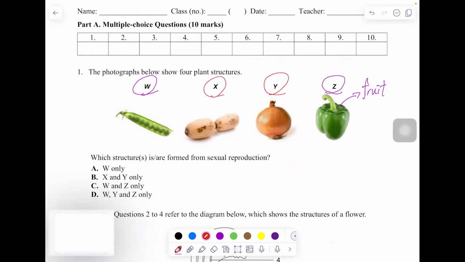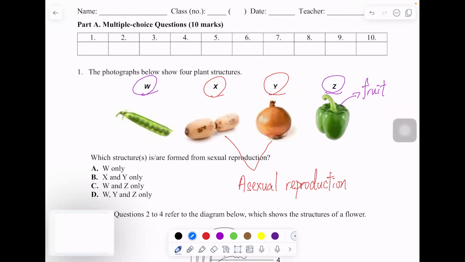So in this case, both X and Y are not formed from sexual reproduction. Rather, they are formed from asexual reproduction, okay? But not from sexual reproduction.